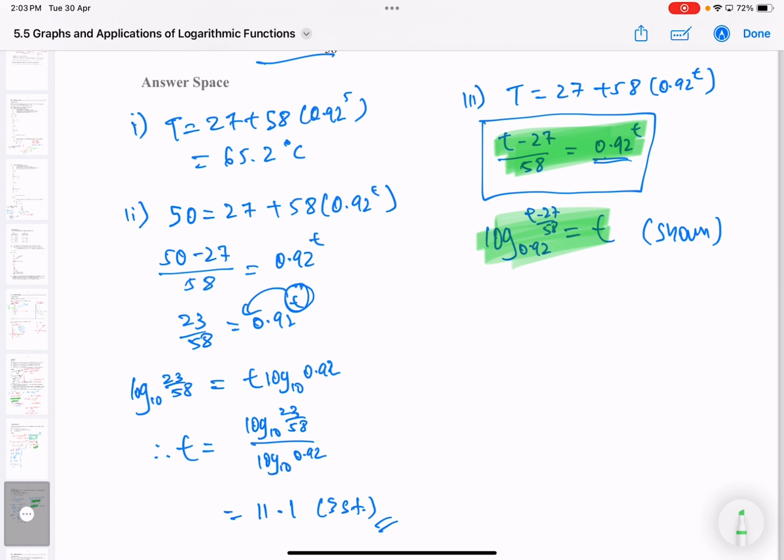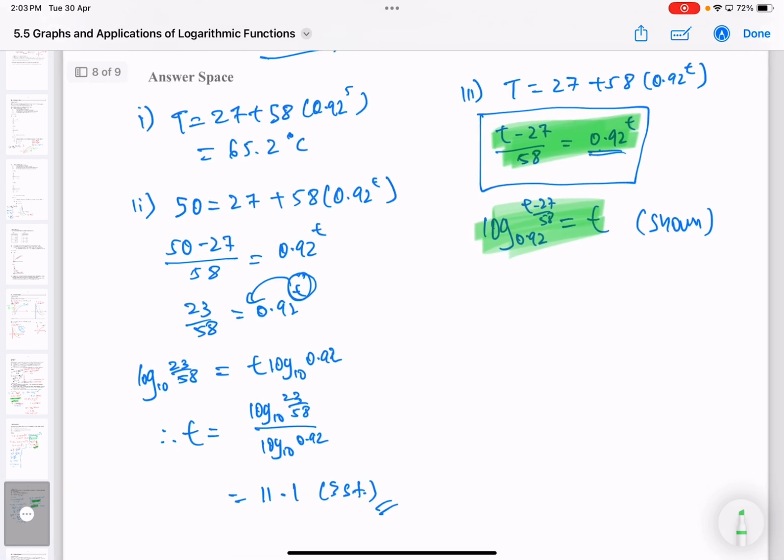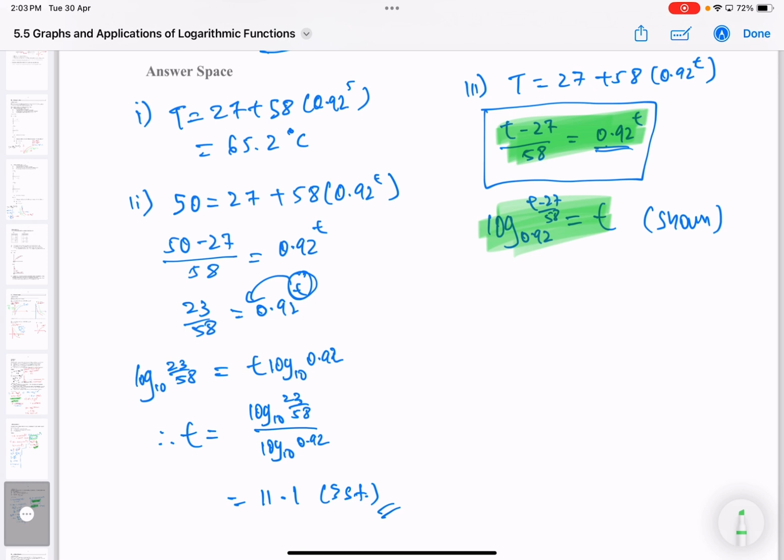Right? So if you're done with this one, can you look at the next one? Let's do it together. Okay, can you take a look at the next one? It's the last question.